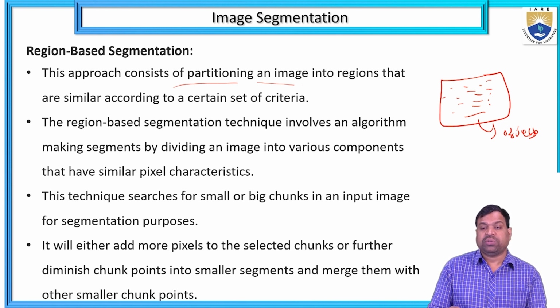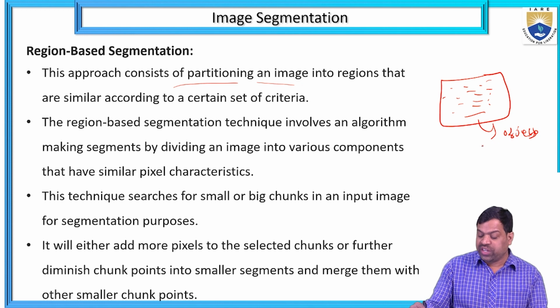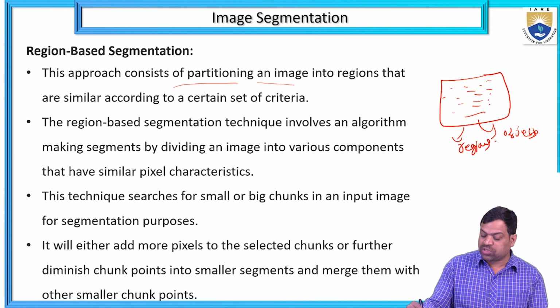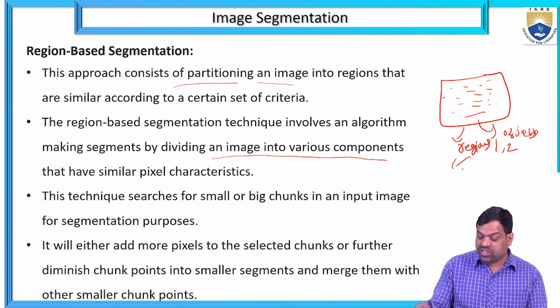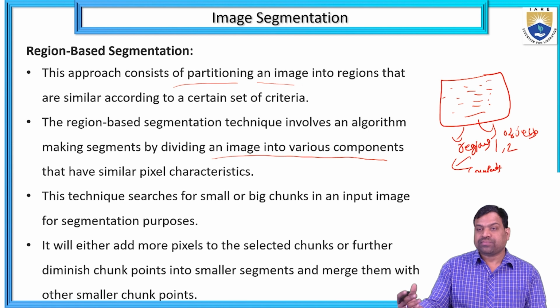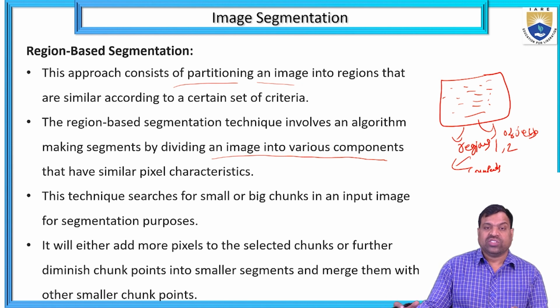This region-based segmentation technique involves an algorithm making segments by dividing an image into various components. For every region, suppose I'm taking region 1, region 2 like this, we are dividing an image into various components. In this region, how many components are there? Suppose one book is there. What is the size of the book? Is there any similar object? A bag is there, looking the same as a book.